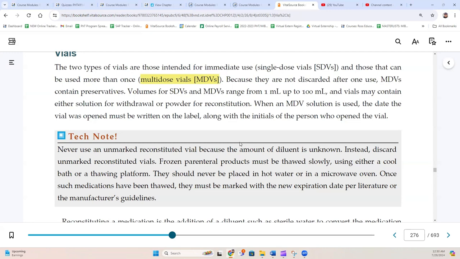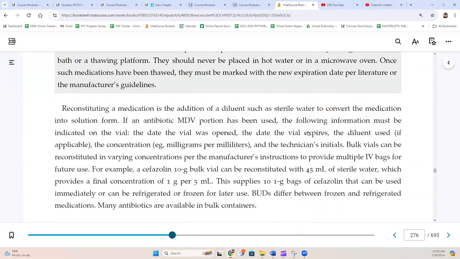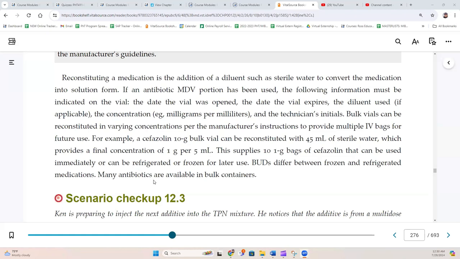When an MDV solution is used, the date the vial was opened must be written on the label, along with the initials of the person who opened the vial. Reconstituting a medication is the addition of a diluent, such as sterile water, to convert the medication into solution form. If an antibiotic MDV portion has been used, the following information must be indicated on the vial: the date the vial was opened, the date the vial expires, the diluent used, the concentration, and the technician's initials.